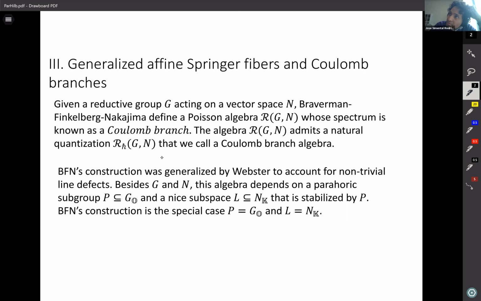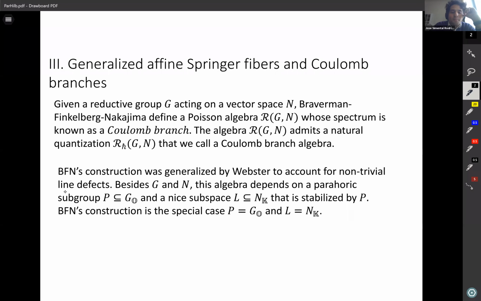And this construction can be generalized. It was generalized by Ben Webster to account for non-trivial line defects, whatever this means. This is physics, supposedly. It's basically a parahoric version of a BFN construction.